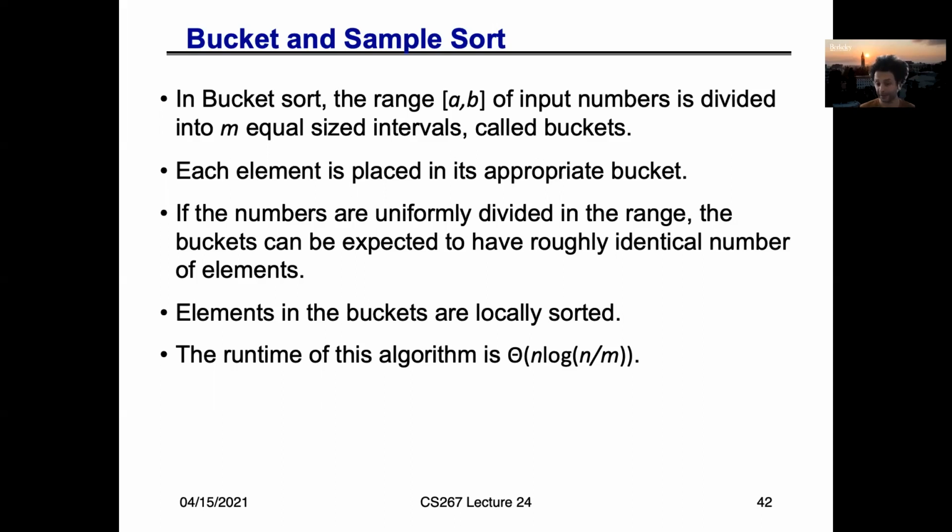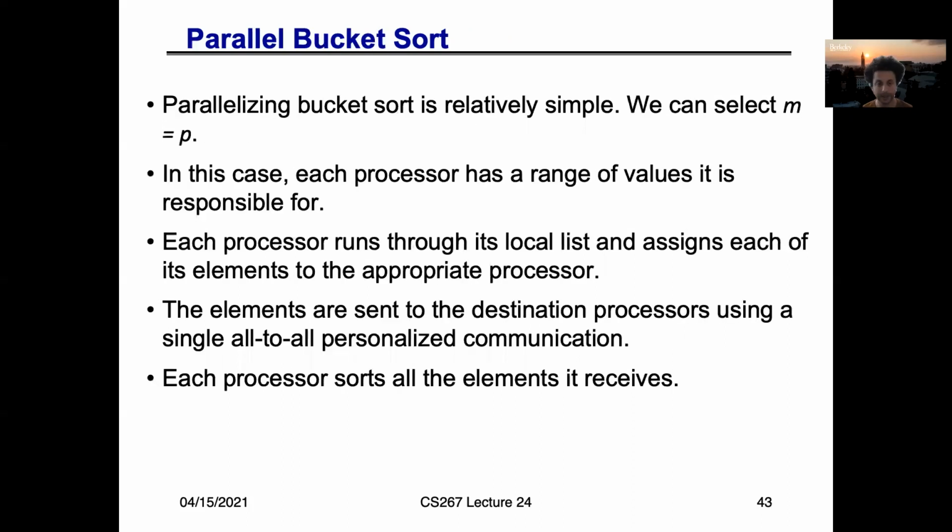So if things are uniformly distributed, you expect N over M elements roughly in each bucket. So sorting each bucket would take N over M times log N over M. So the initial cost of order N is actually going to be the determinant of the runtime. So this is actually a fairly fast algorithm if the assumptions hold. And how can we parallelize this algorithm? It's very simple as well.